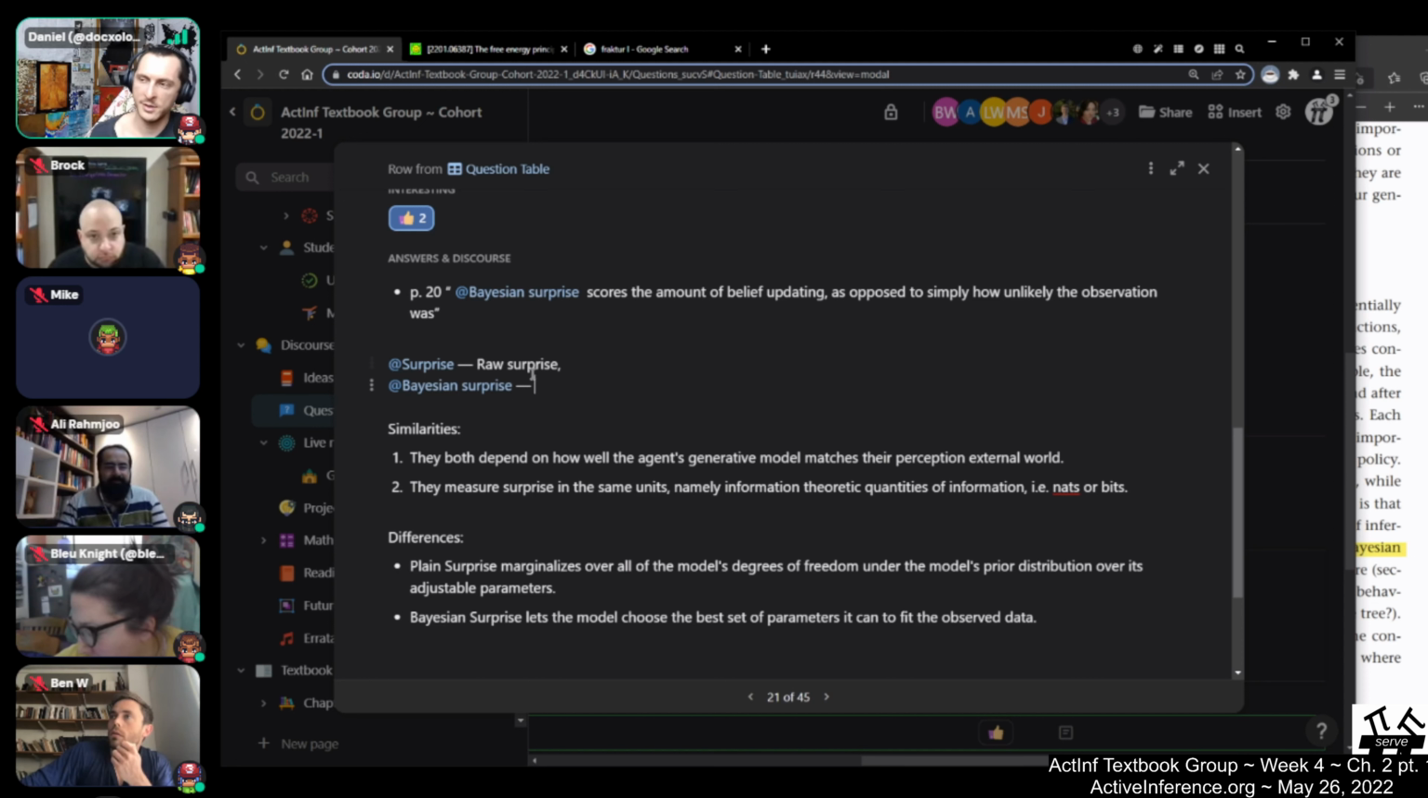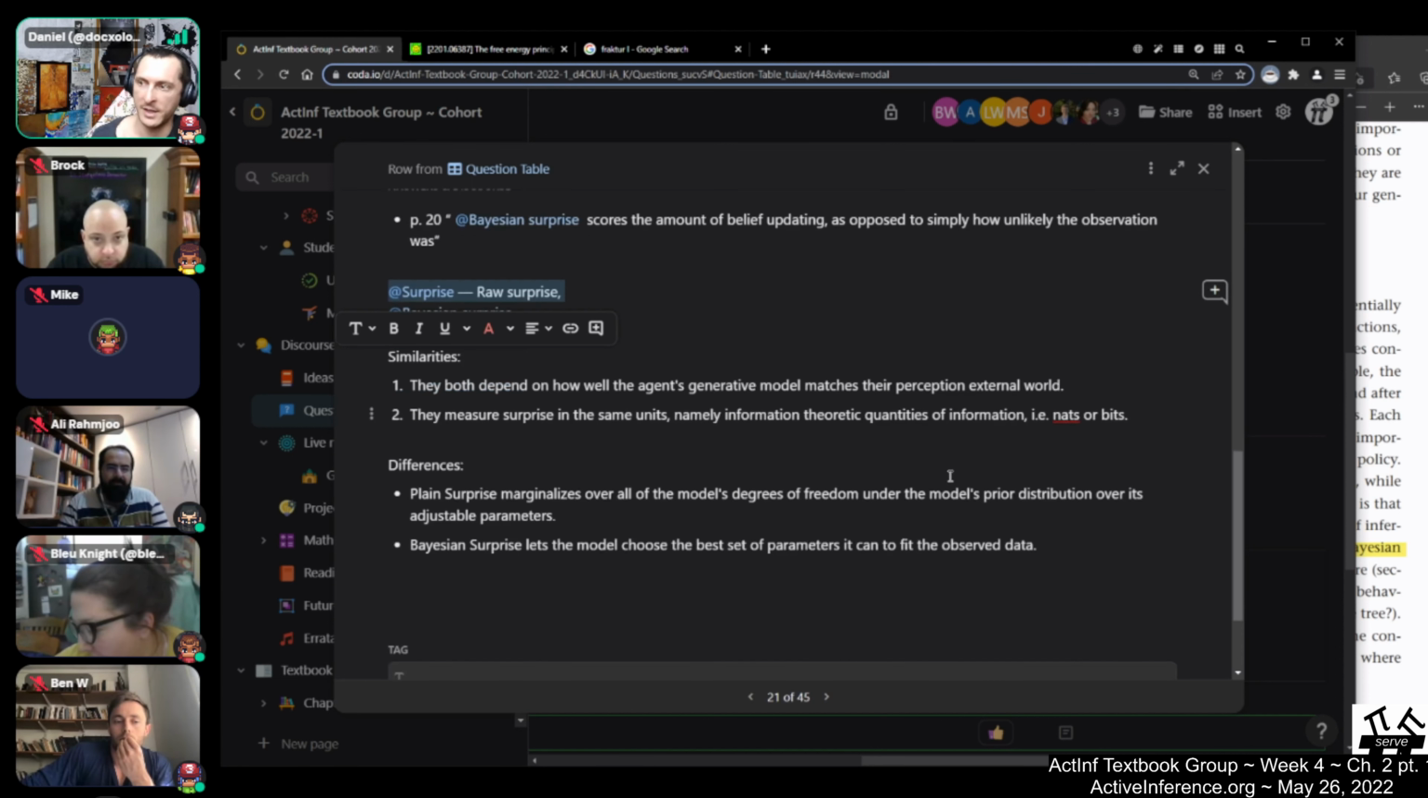Great comments. Even the surprise alone still depends on the parameters of the generative model. So it still is within a processing or a filtering frame, albeit a fixed one.